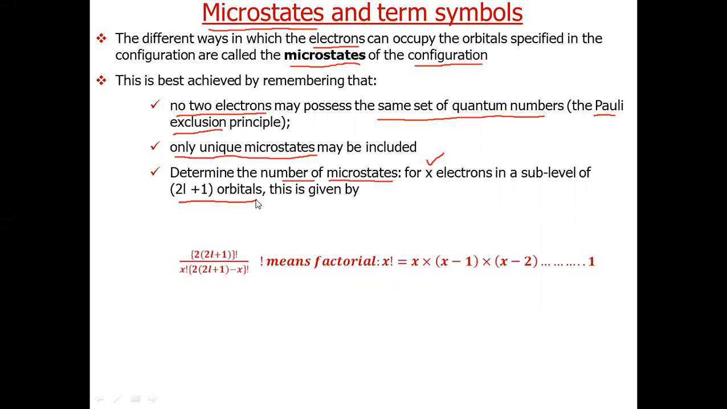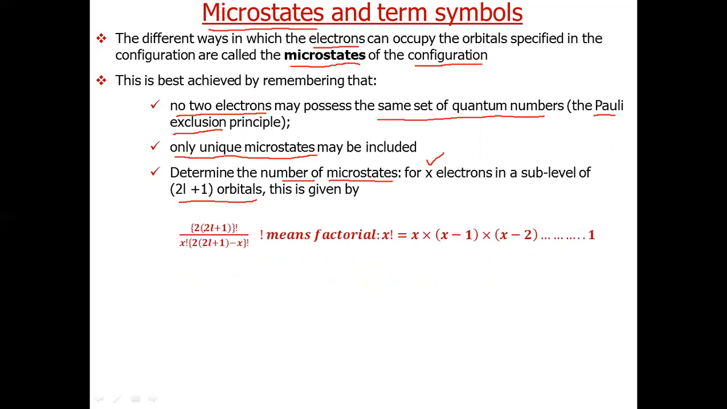The formula is this: (2 into 2l plus 1) factorial. This sign means factorial. Factorial is a mathematical operator. x factorial means x into x minus 1 into x minus 2 up to 1. Suppose x is 5. Let me give you an example. 5 factorial means we start from 5 and multiply by 4, then 3, then 2, then 1. This is the meaning of factorial.